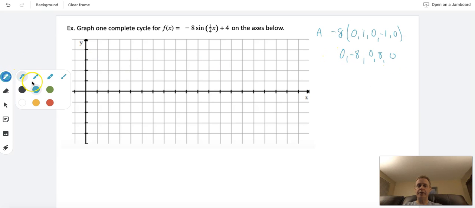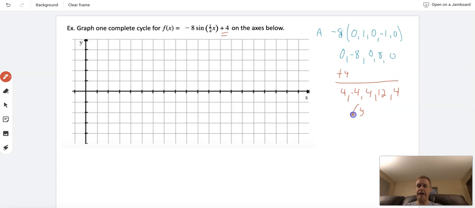Now, be careful. The sine function, just like the cosine function, can have a vertical shift. And in this problem, that's happening here because we're adding 4 to the sine function. So to these values, I'm going to add 4 to each of them to get the final y values for the sine function. So 0 plus 4 would give us 4, and -8 plus 4 would give us -4. 0 plus 4 would give us 4. 8 plus 4 would give us 12. And 0 plus 4 would give us 4. And so these are the actual y values that I'm going to use to graph this particular sine function.